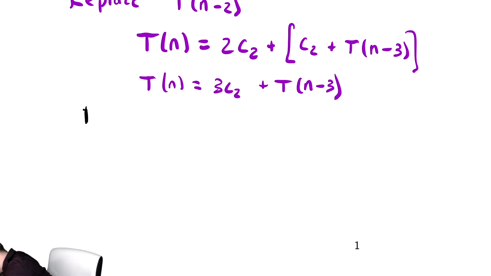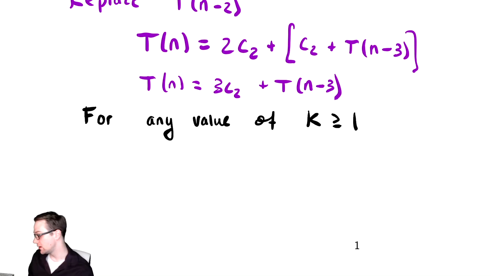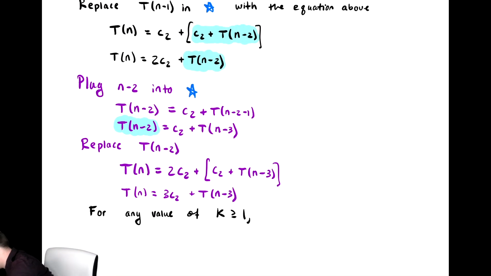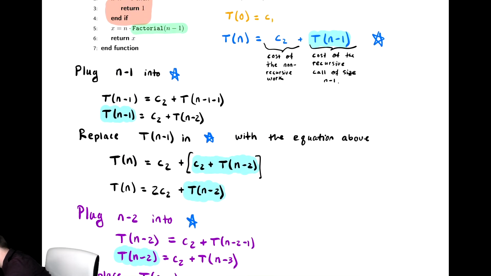We've done this in the past. For any value of k, just like we did with a while loop, we're going to use some variable k to express some pattern. So for any value of k greater than or equal to 1, let's look at what each of our different expressions for T(n) looked like. We had T(n) equal to 3c2 plus T(n-3), T(n) equal to 2c2 plus T(n-2), and T(n) equal to c2 plus T(n-1).